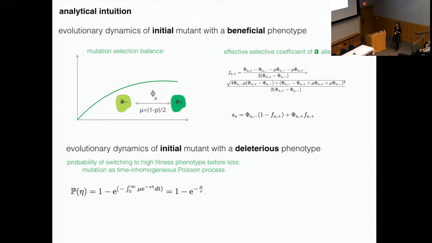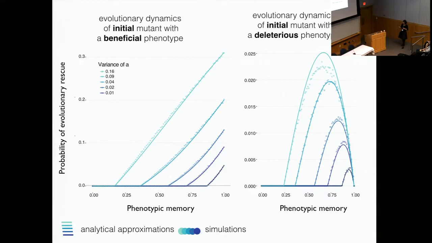And what we see in this case is that you recapture these types of results where there's an intermediate amount of phenotypic memory that increases the probability of evolutionary rescue. And this, again, is intuitive. You do not want perfect memory in this case because you want to be able to switch to a better phenotype before you lose this new lineage from the population. However, you don't want phenotypic memory that is too low because, again, this does not help the high fitness individuals.